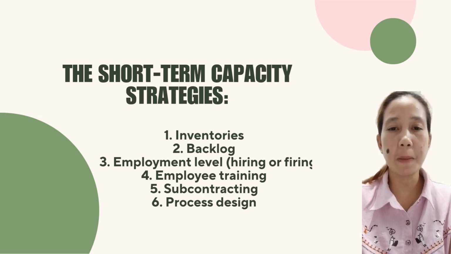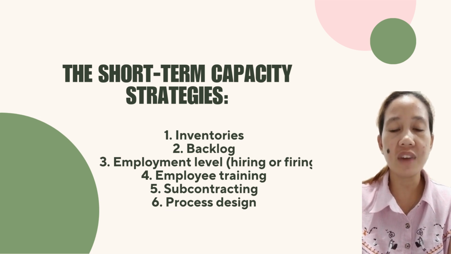The short-term capacity strategies. First is inventories. Make extra products in advance and store them for busy seasons. Example, bake lots of cookies before Christmas rush. Second, backlogs. Ask willing customers to wait during peak demand. Example, pre-orders or waitlist for popular items.